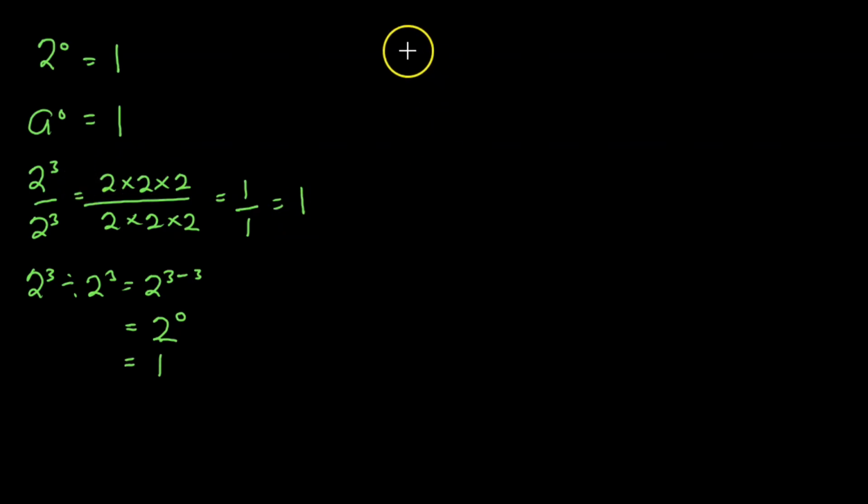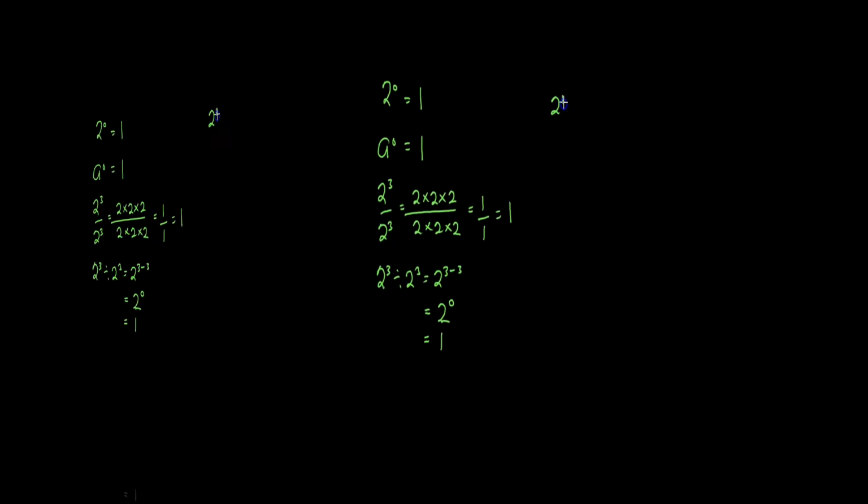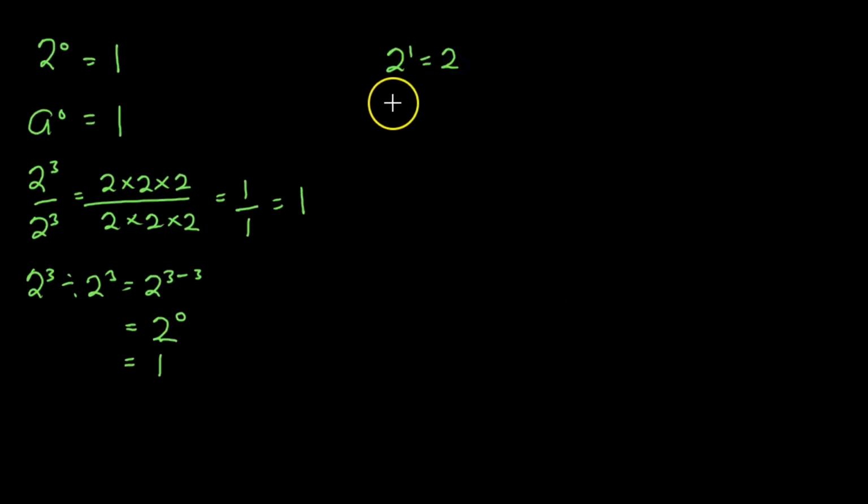Also, we have 2 to the power 1 is the same as 2, or any number to the power 1 gives you the same number, a. You can also explain that using a basic expression such as if I have 2 to the power 4 divided by 2 to the power 3.